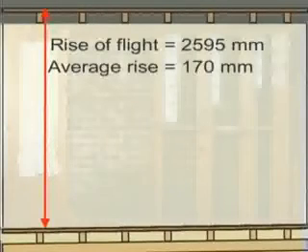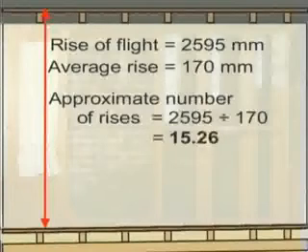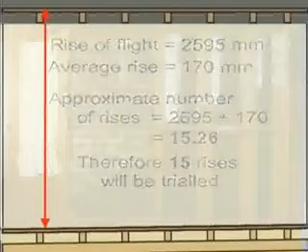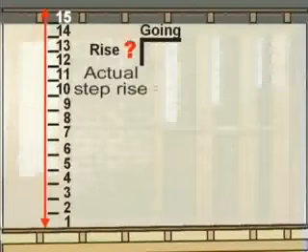An average rise of 170 millimetres is comfortable and falls within the range specified in the code. An approximate number of rises is found by dividing 2595 by 170. The resulting 15.26 indicates 15 rises should be tried. The actual rise of each step is found by dividing the rise of the flight by the number of rises being tried.